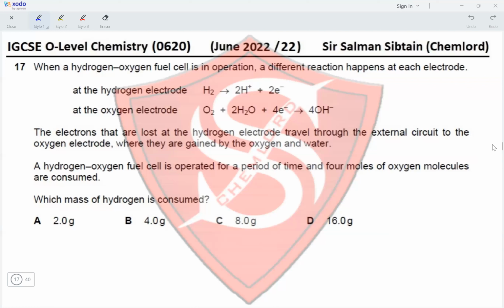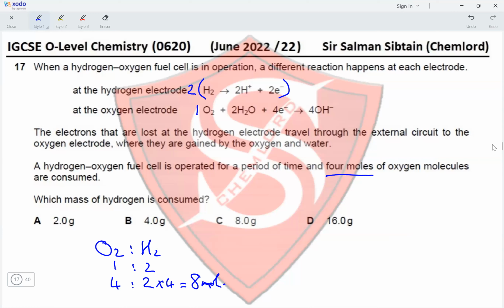A hydrogen oxygen fuel cell is operated for a period of time and 4 moles of oxygen molecules are consumed. Which mass of hydrogen is consumed? If we have 1 mole of oxygen being consumed, it requires 4 electrons, and 1 mole of hydrogen is producing 2 electrons. That means we would need 2 moles of hydrogen per mole of oxygen so that the number of electrons balance. So the ratio of oxygen to hydrogen is 1 to 2. The question says 4 moles of oxygen are consumed, therefore the moles of hydrogen consumed would be 2 times 4, which is equal to 8 moles.